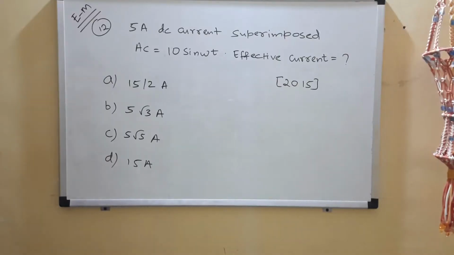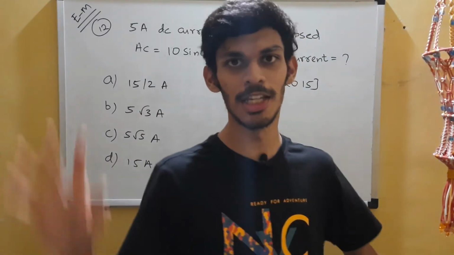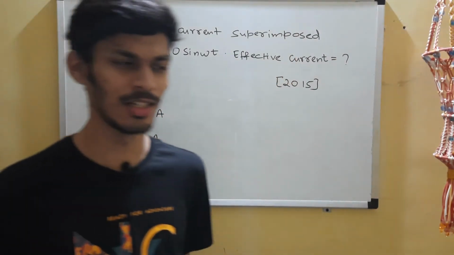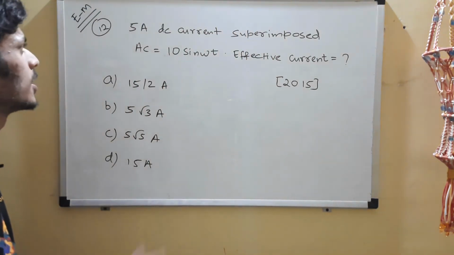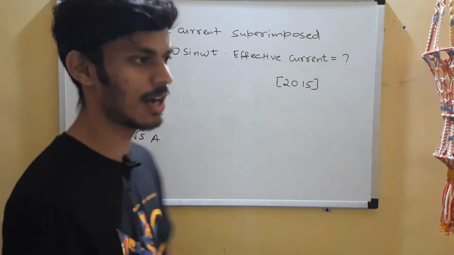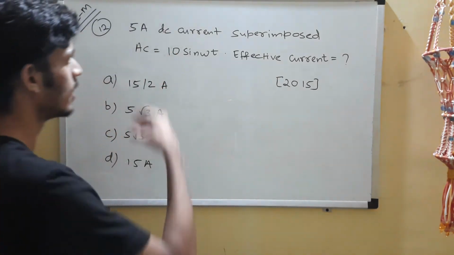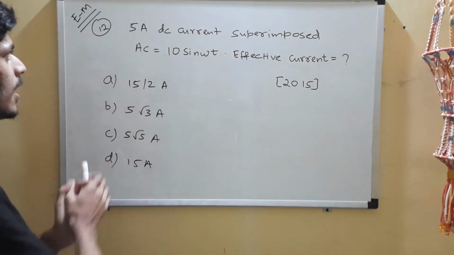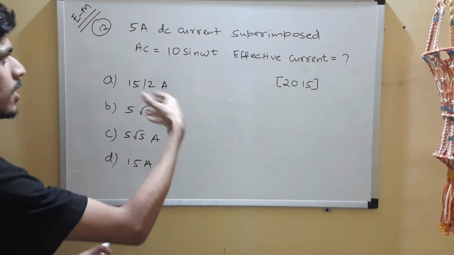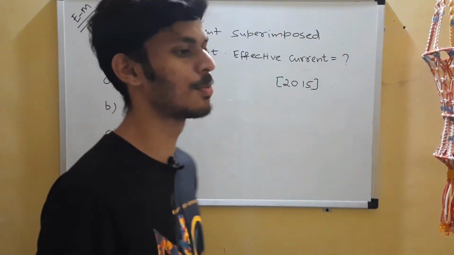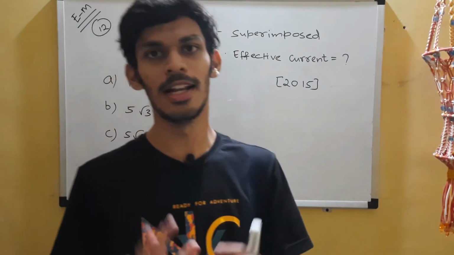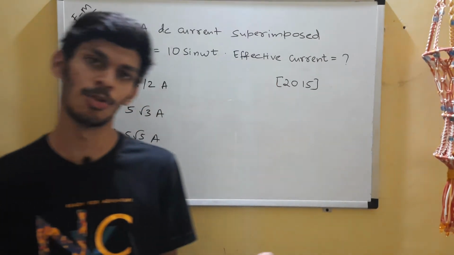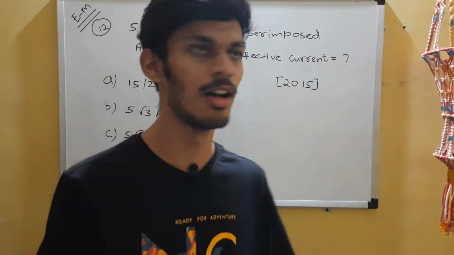So question 12 over here. Now this question is from the easy moderate category, and the previous question, if I didn't mention, was also from the easy moderate category. In this question you are given that a 5 ampere DC current is superimposed with an AC current which has this equation 10 sin omega t. You are supposed to find the effective current. Now what effective current? Let's find the RMS value, since it is not mentioned, it is safe to find the RMS value.